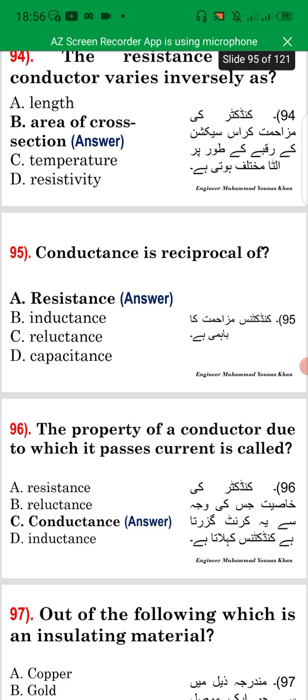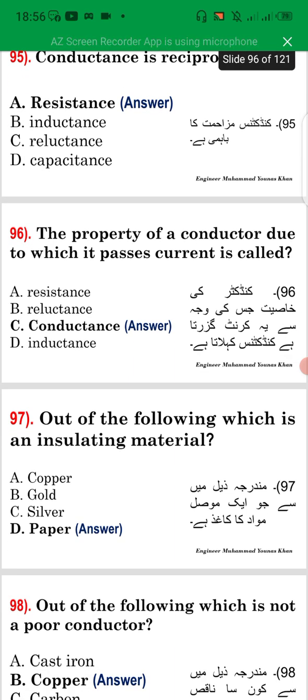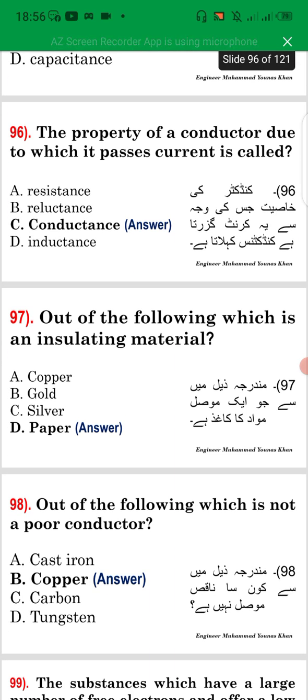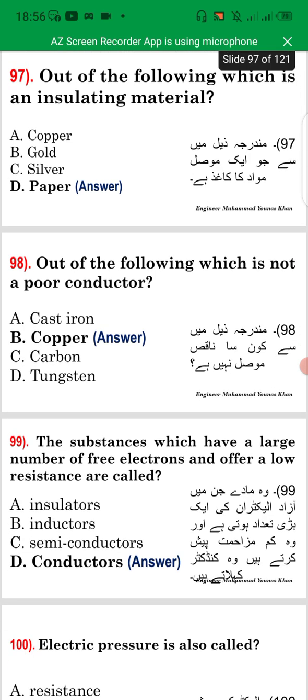Conductance is the reciprocal of resistance, inductance, reluctance, capacitance. Resistance. The property of a conductor due to which it passes current is called resistance, reluctance, conductance, inductance. Conductance. Out of the following, which is an insulating material? Copper, gold, silver, paper. Which of the following is not a poor conductor? Cast iron, copper, carbon, tungsten.